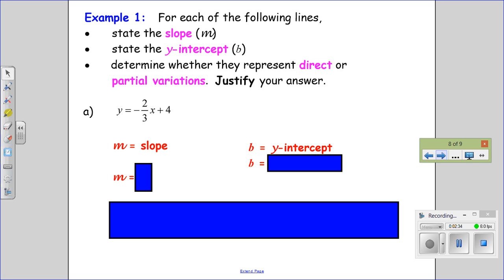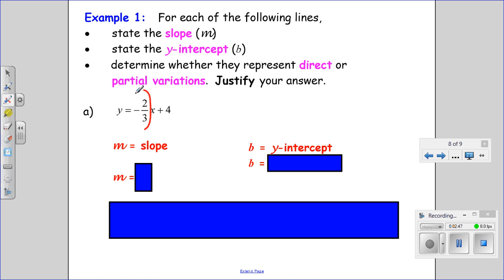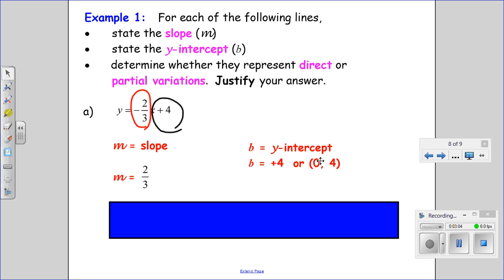Consider the lines below. Consider the line y equals negative 2/3 x plus 4. If we want to find the slope, we need to look at the equation and find the m. And m always occurs in front of the x. So the slope in this scenario is negative 2/3. The y-intercept is the number that hangs on at the end. And we need to take care of the sign in front and consider it as part of the y-intercept. The y-intercept here is positive 4, or the ordered pair (0, 4). Oh, there's a typo on the slope, guys. Sorry, the slope should have a negative sign in front of it.